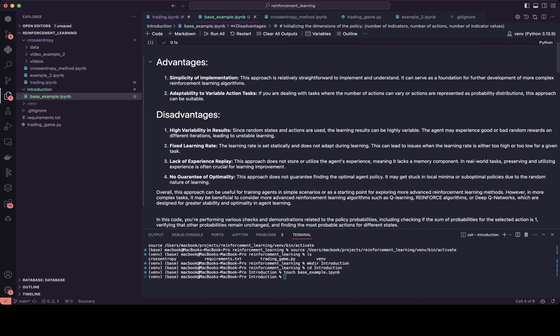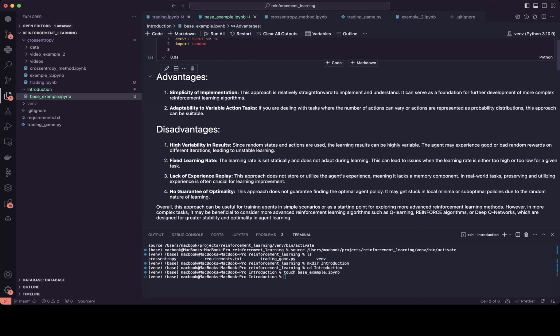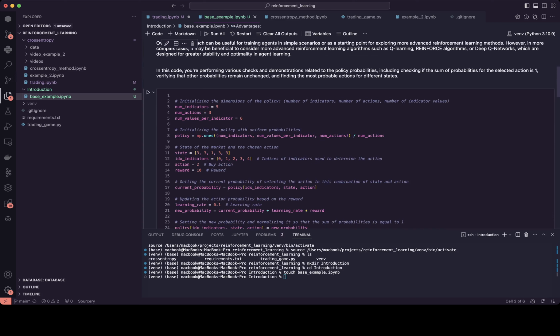There exist some advantages and disadvantages, but we need to create the simplest version without any library and neural network to cover the main idea. So we're going to use only libraries like NumPy and random. I mean, without any reinforcement learning library. So let's run it.